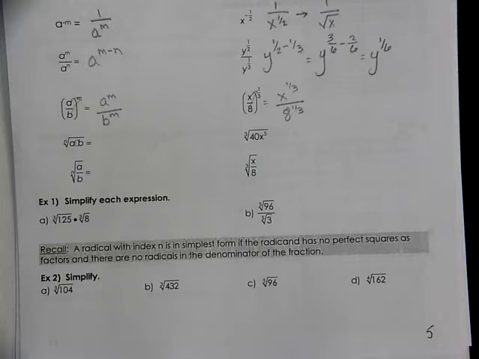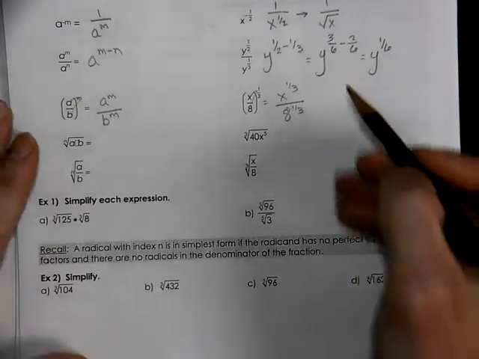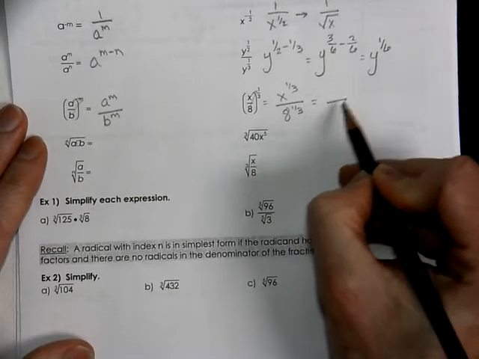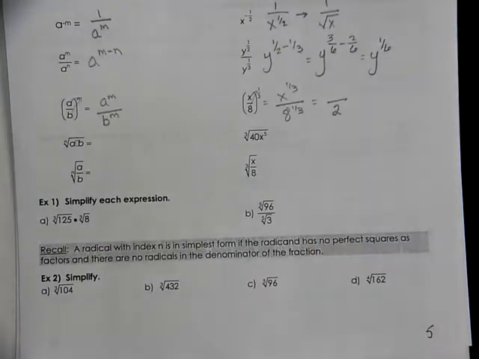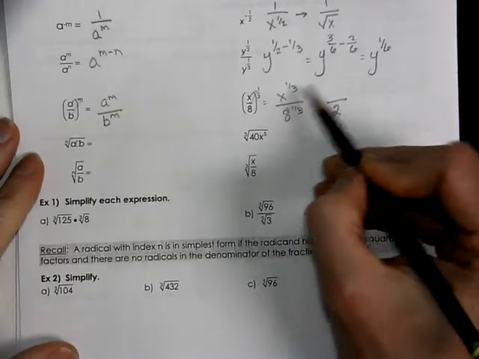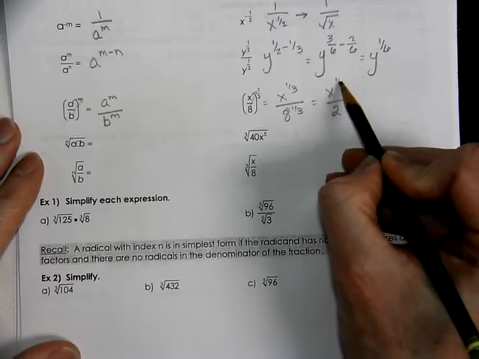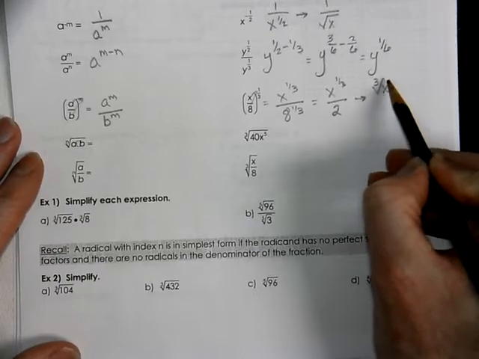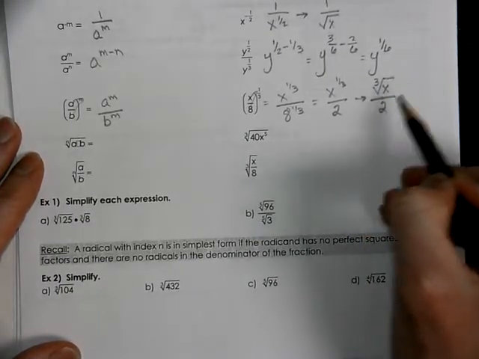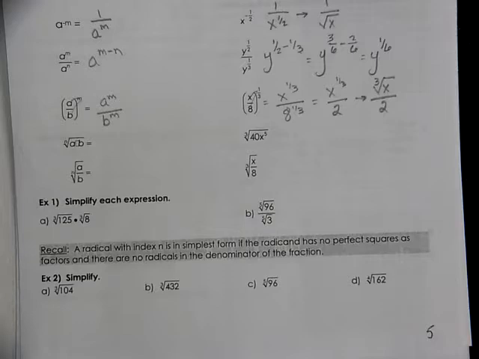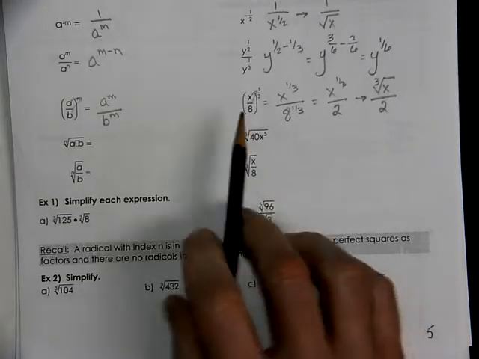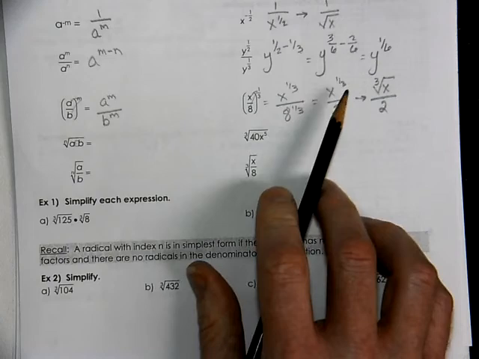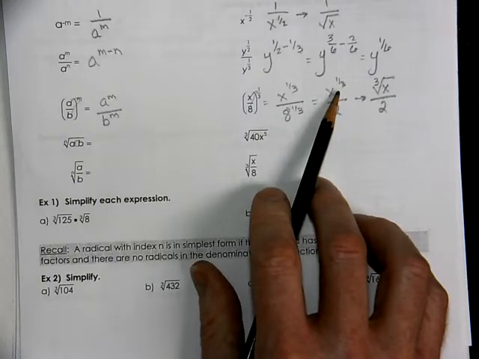Remember, 8 to the 1/3 is just the cube root of 8. And we should know the cube root of 8 is 2. So 8 to the 1/3 power is 2. You can write this as x to the 1/3 over 2, or you can write this as the cube root of x over 2. Because it started with a fractional exponent, we should probably write our answer with a fractional exponent.